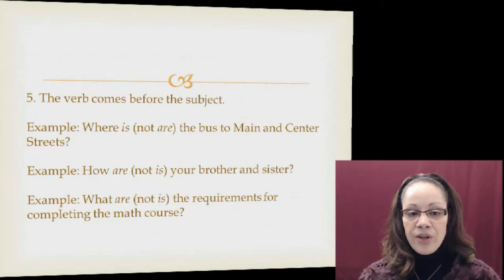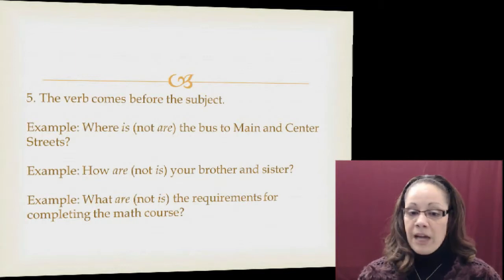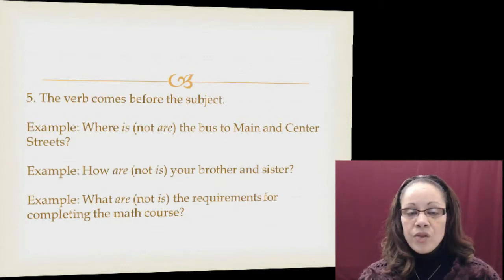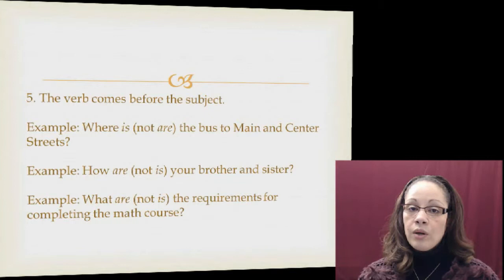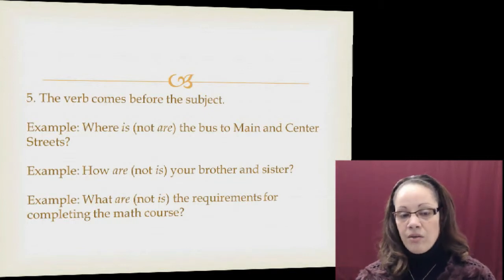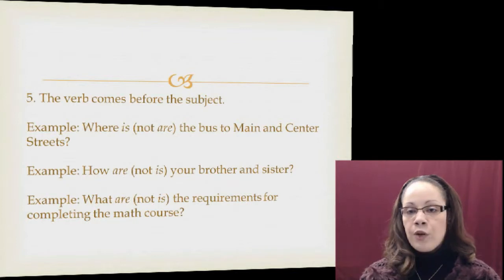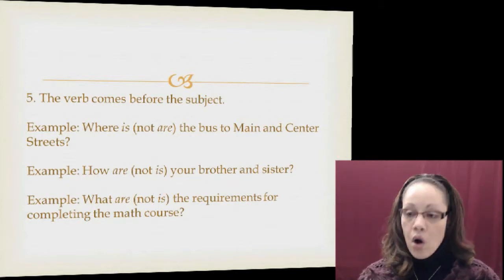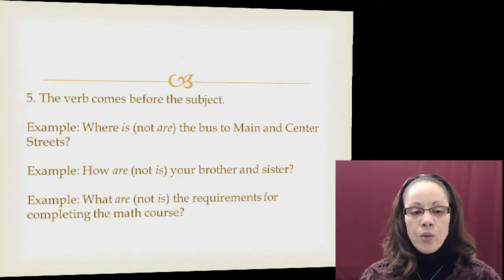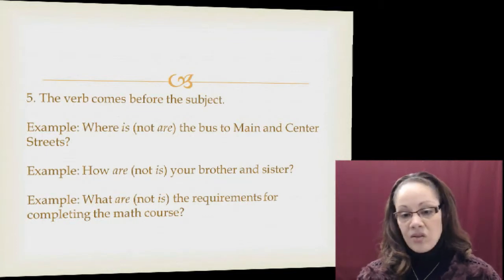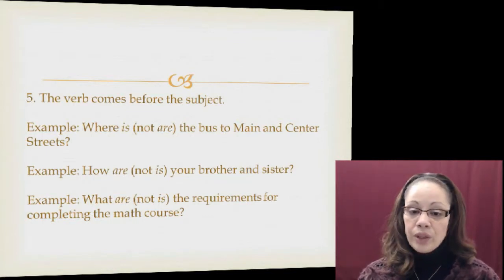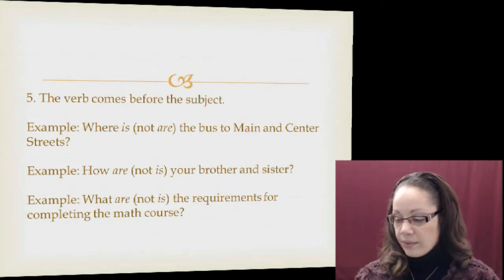How are your brother and sister? Find our verb, are. We know it's plural, so we have to look for a plural subject. Who or what are? Brother, sister, are. In our last example, what are the requirements for completing the math course? Are is our plural verb. Who or what are? Requirements are. So we know we have a plural verb with a plural subject.